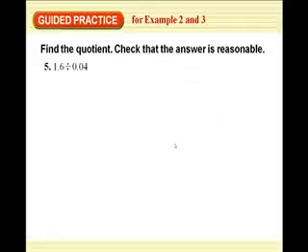Okay, so find the quotient, check that the answer is reasonable. So 1.6 divided by 0.04. 2 places over, 2 places over, bring the decimal up. 4 goes into 16 4 times, which is 16, and I have this other 0, so the answer is 40.